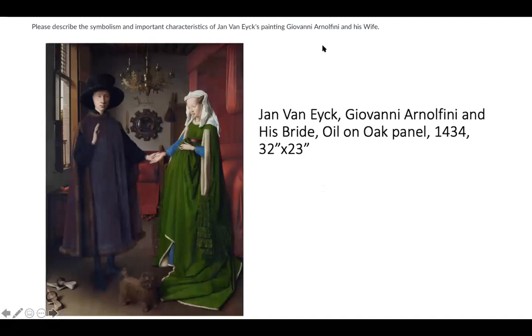So, please describe the symbolism and important characteristics of Jan van Eyck's painting Giovanni Arnolfini and his wife. Some important things about this painting: what's going on in it? What are they doing? Is it clear? Are they taking their marriage vows? Is she definitively pregnant or is she not?